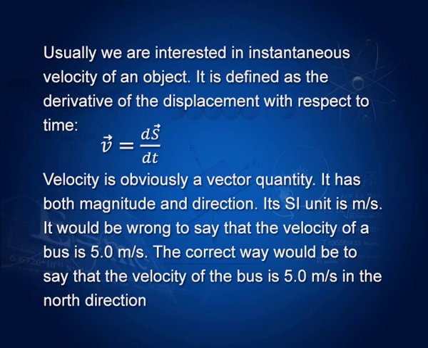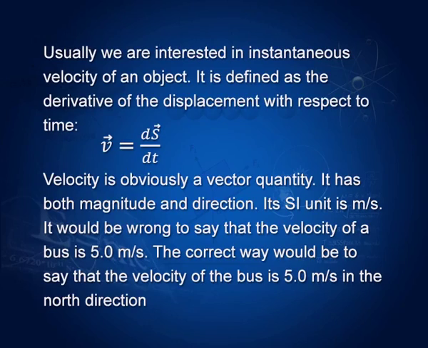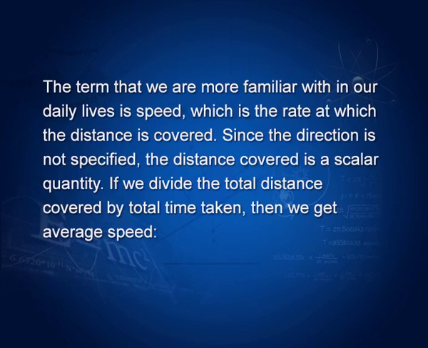The correct way would be to say that the velocity of the bus is 5.0 meters per second in the north direction. Remember, a vector needs both magnitude and direction for its description. In ordinary life, actually, we do not use velocity very much. We are used to the term speed.